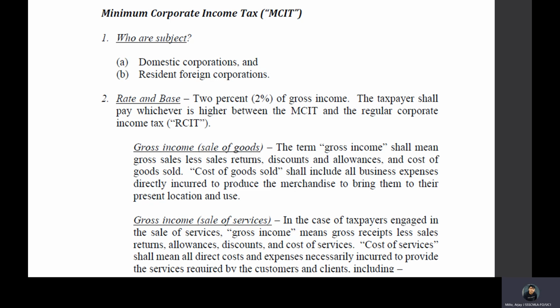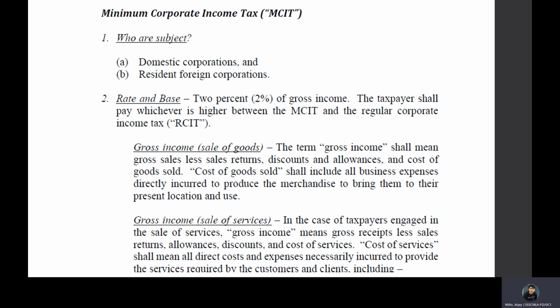For MCIT, from the term itself, minimum corporate income tax rate, kapag operating loss si company, most probably MCIT yung babayaran sa kanya. Pero kapag may RCIT din siya, meaning may gain, so may corresponding tax siya using the regular corporate income tax rate, we need to compute also the MCIT kasi i-compare natin ano yung higher. Kasi kung ano yung higher, yun yung ipa-file natin or yun yung babayaran natin as corporate income tax during that particular taxable year. So ano ang basis natin?